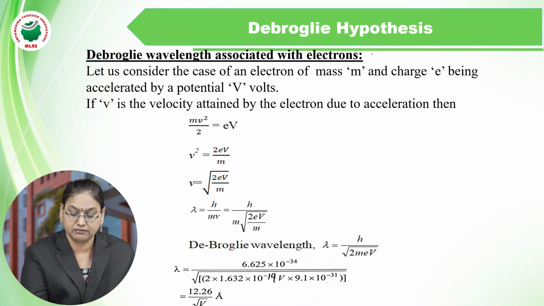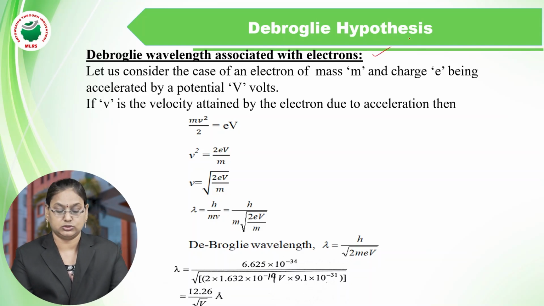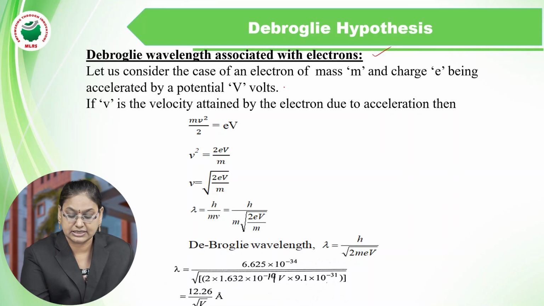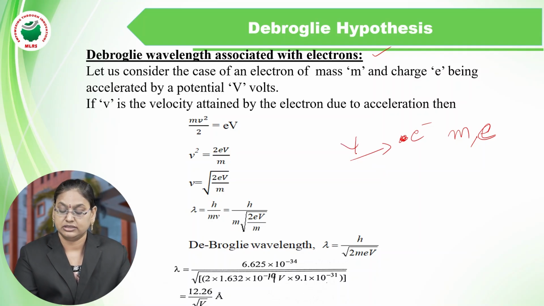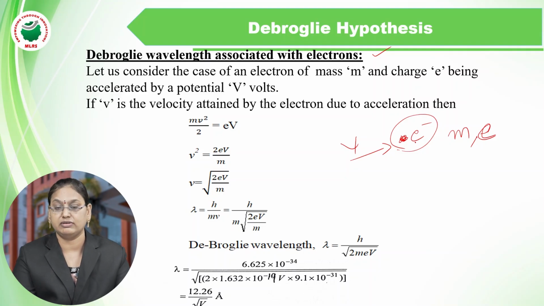Next, de Broglie wavelength associated with electrons. So let us consider the case of an electron. Now we have taken an electron. The mass of the electron is m and its charge is represented by e. So now to this electron, we are applying some voltage or potential. Then what happens? The electron gets accelerated. That means it is moving with some velocity.